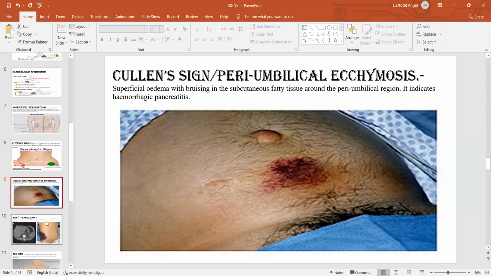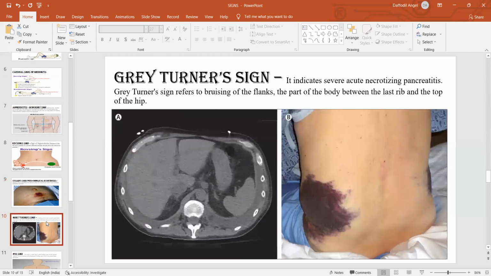And the next is Grey Turner sign. It indicates severe acute necrotizing pancreatitis. It refers to bruising of the flanks, the part of the body between the last rib and the top of the hip. If bruising is present in the flank region, it indicates necrotizing pancreatitis.